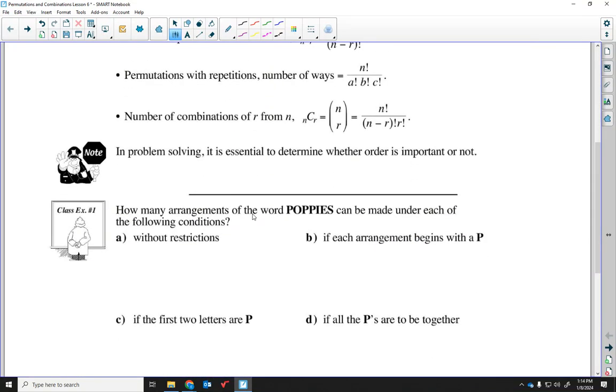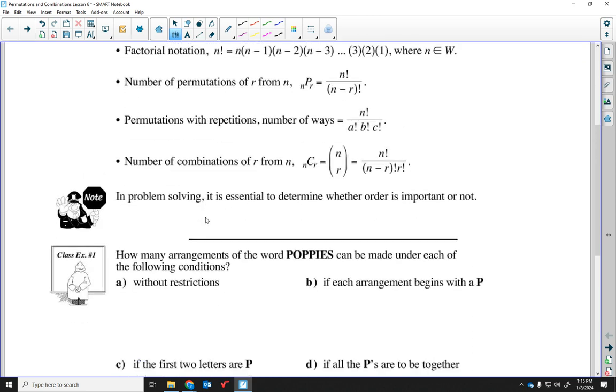It says, how many arrangements of the word poppies can be made under each of the following conditions? So A is like, we're just going to rearrange all those different letters with no restrictions. Now, the immediate thing to notice up here is that you see that word arrangements. So we're thinking of permutations immediately. It's like the order of the letters is important. We also have a repetition of the letter P, which occurs 3 times.